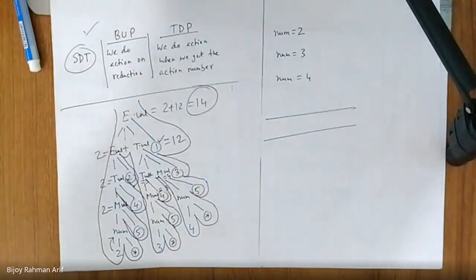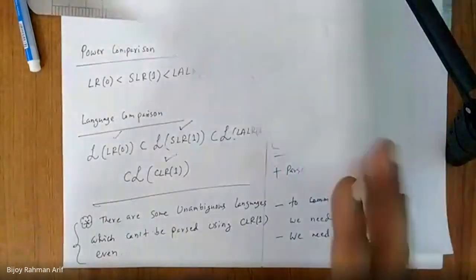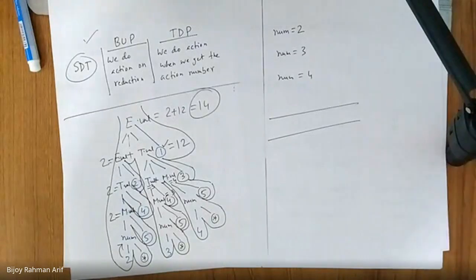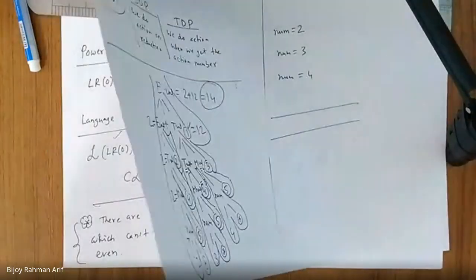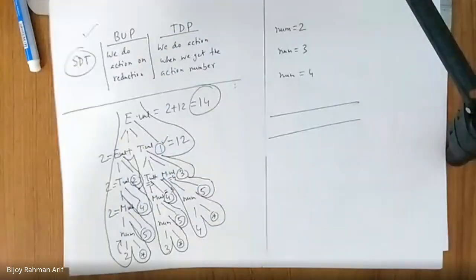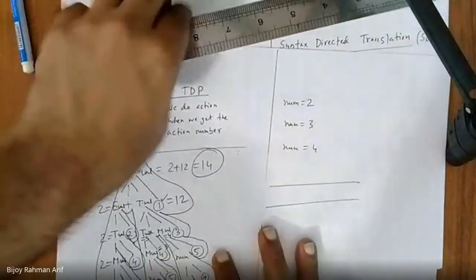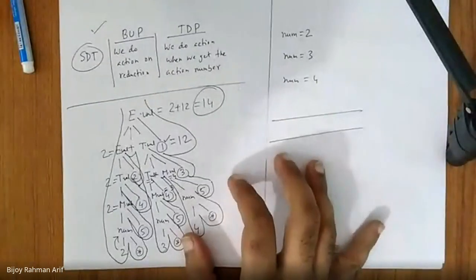So which one is better? Which one is faster? Definitely bottom-up parsing SDT is faster, because we are creating the parse tree and we are also performing the SDT. On the other hand, in TDP, we have to first create the parse tree, then we have to perform the action. All right, guys. So if you have any question regarding the quiz, you can ask me.